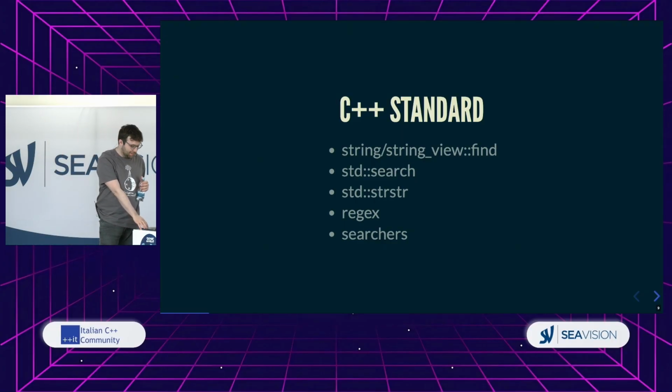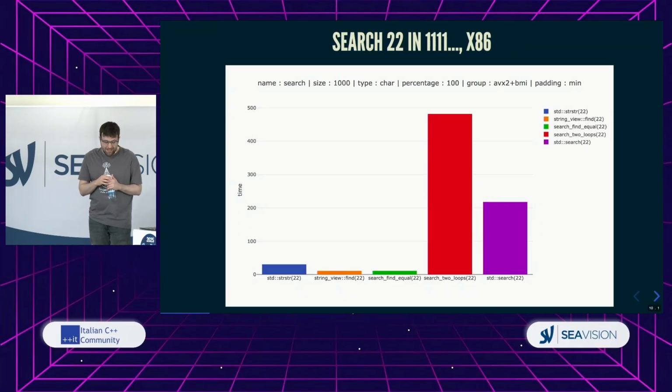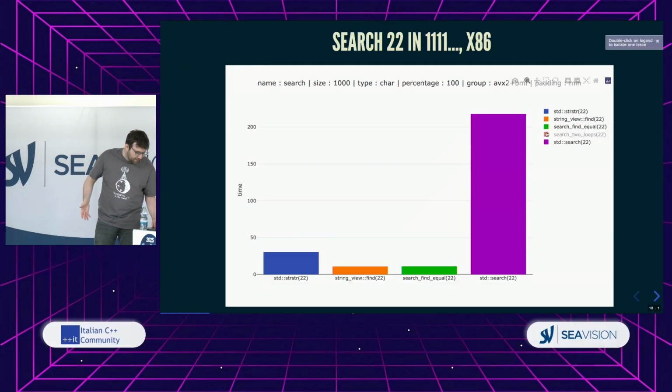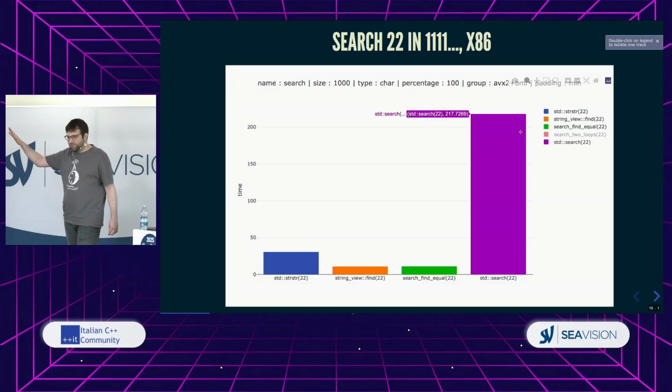Let's look at some numbers. So let's start from the biggest to the smallest ones. This is my two loops implementation. This is a case where the first character is never encountered. My two loops implementation versus std::search. std::search is just better. Turns out that std::search is just better than my two loops implementation everywhere. So let's remove it. Let's use std::search as our baseline from now on.